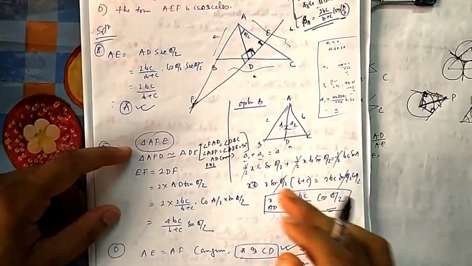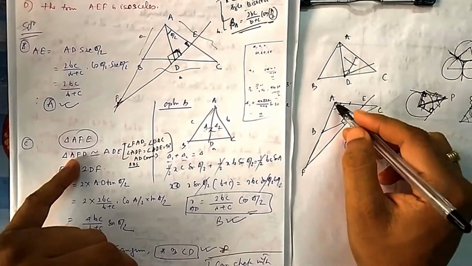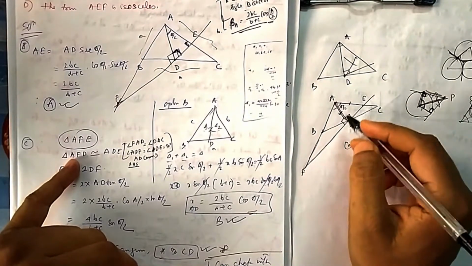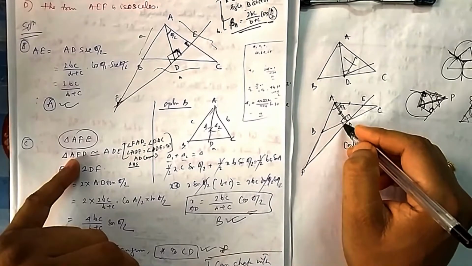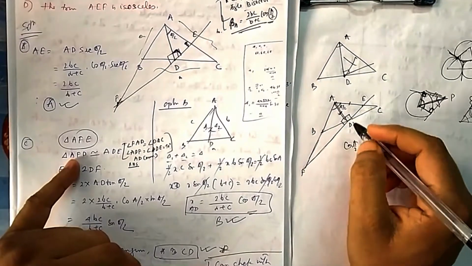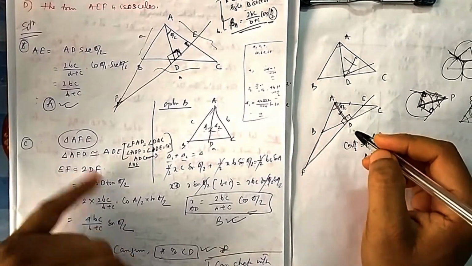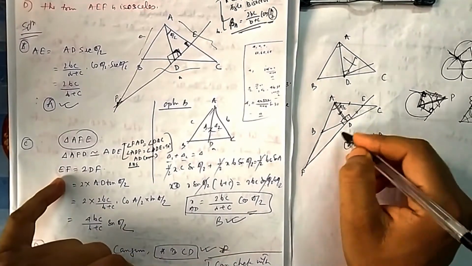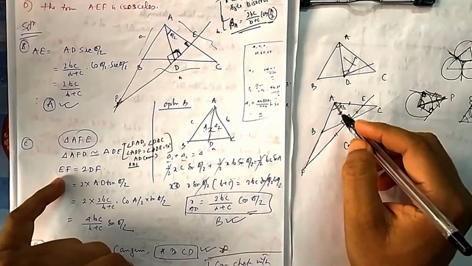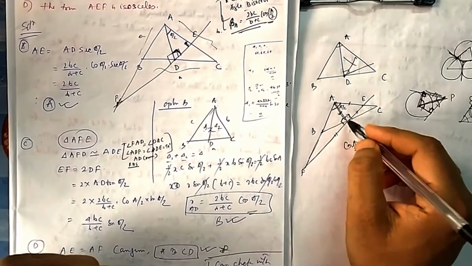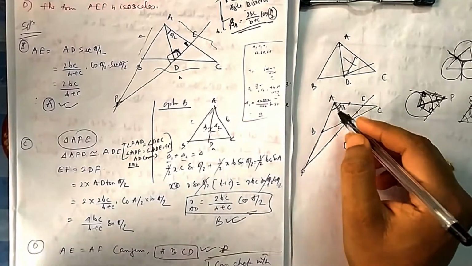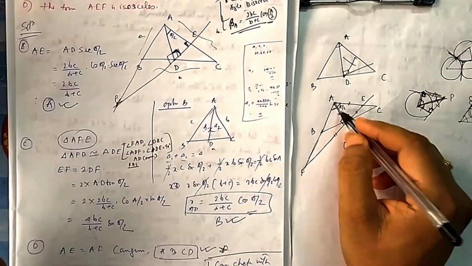Now if you come to these two triangles, AFD and AED, you will see that this angle is the same, this side is common, and this angle is also the same. So obviously they are congruent. Congruent means all are equal, so this side should also be equal to this side. You can see this angle is equal, this is 90 and this is common. So the RHS criterion, two angles and side, is satisfied.